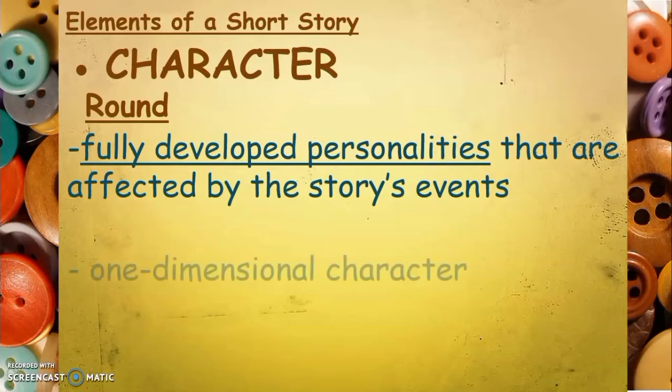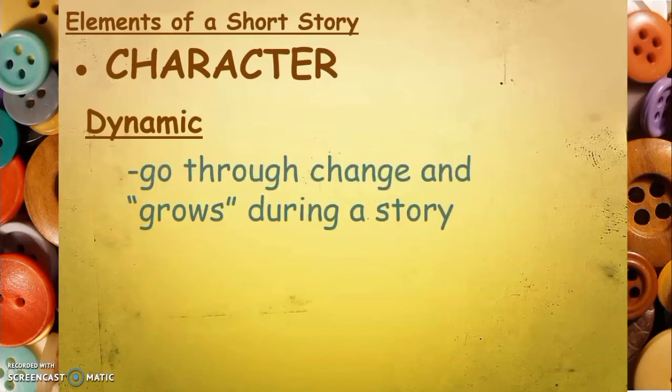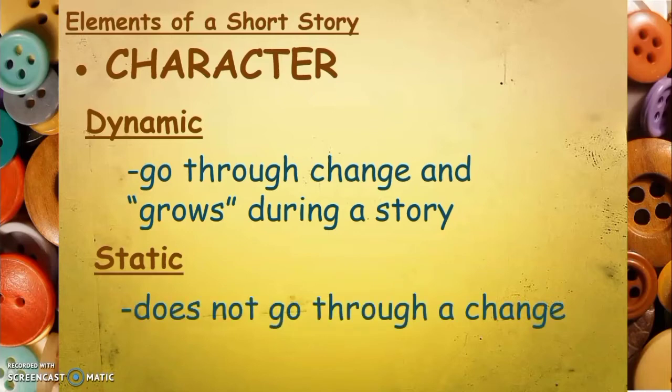The next is the one-dimensional character, which we also know as flat character. And the third type is dynamic. This is the character who grows and develops during the story. It undergoes changes. And then the last is static character. A static character just stays as it is. It does not undergo any type of change. So there you have it. Those are the characters. Then let us proceed to the third element of the short story, which is plot.